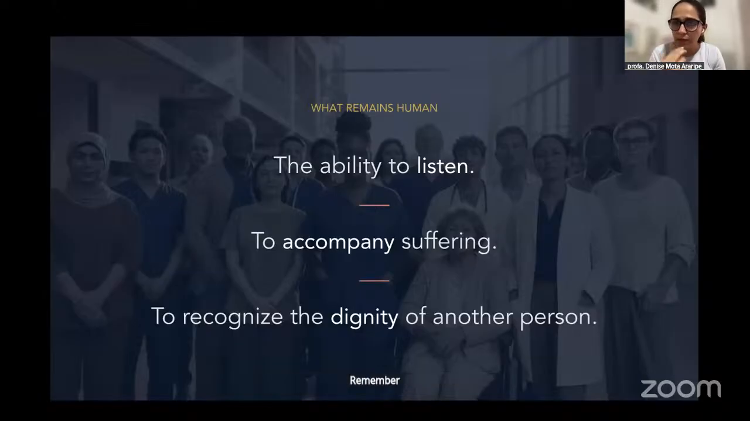Remember, what made you human? The ability to listen, the ability to be present with the sufferer, to recognize that everybody had the dignity of living, without religion, without gender, without politics. Every life matters because you don't own life. We don't own life. We don't have all the answers.